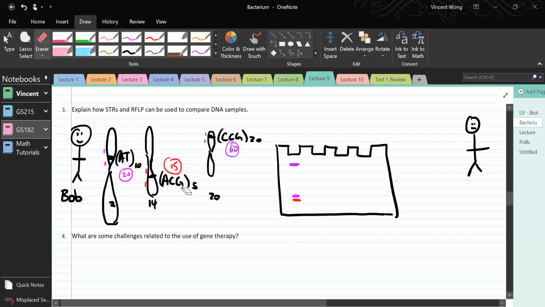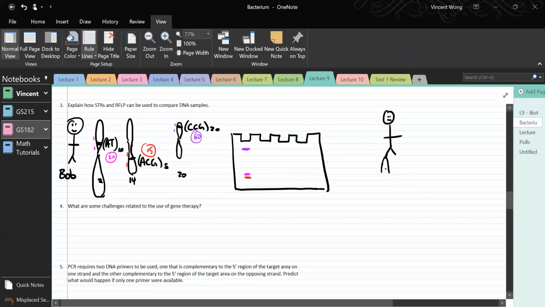The 15 here, 3 nucleotides repeated 5 times, is going to go a little bit further, but not that much further because 15 and 20 are pretty close together. But then the 60 will be all the way up here. So that's basically what this is talking about.